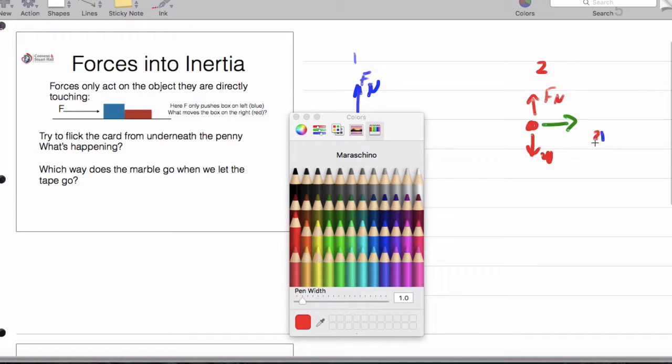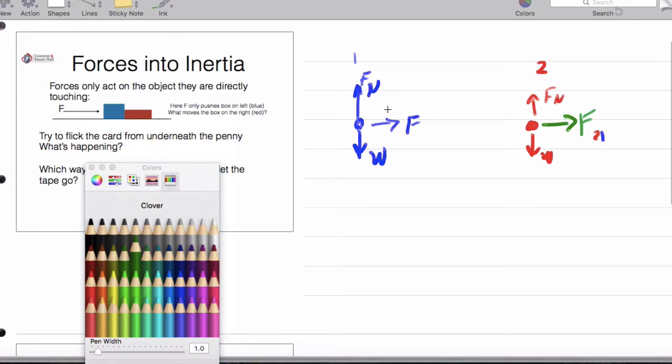The force that actually moves the red block is a force on 2 due to 1. The blue block would move faster, except that block 2 is in the way of it. So we also have a force on block 1 due to block 2 pushing back on it. Just to be clear, these two forces are what we call a Newton's third law pair.